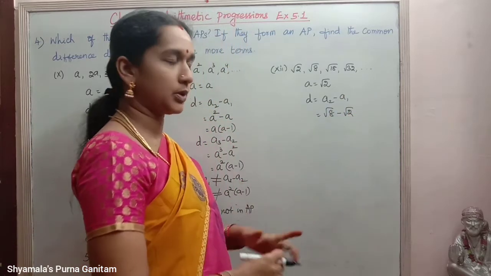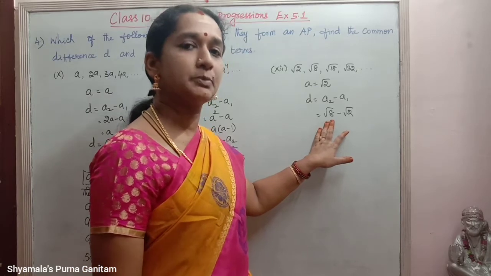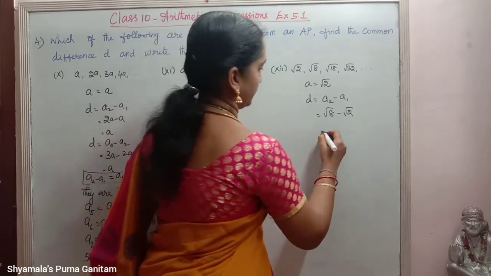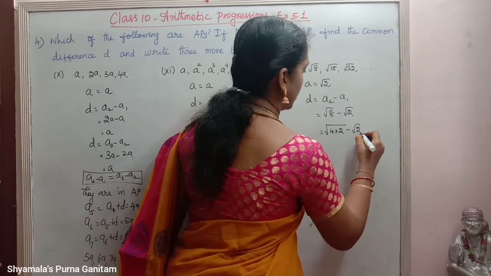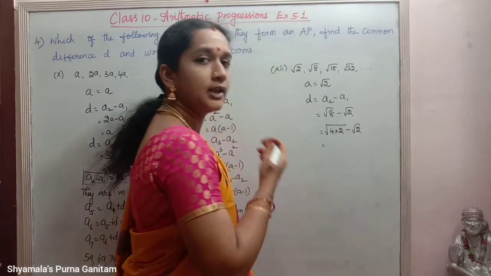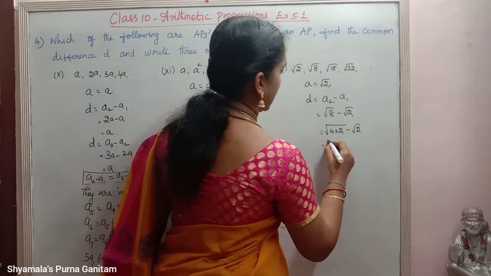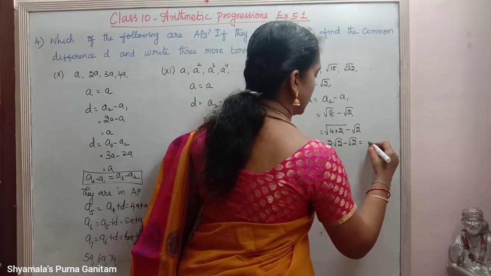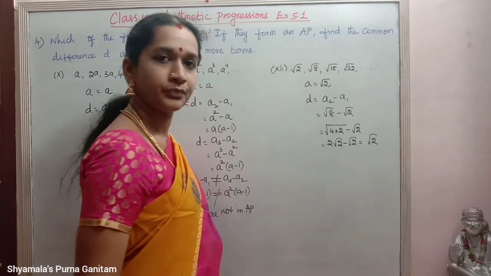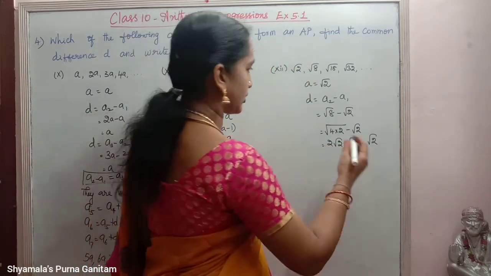In this one, root 8 we can split as 4 into 2. Root of 4 into 2, minus root 2. Here the value of root 4 is 2. So here 2 root 2 minus root 2. So the difference will be root 2 here.